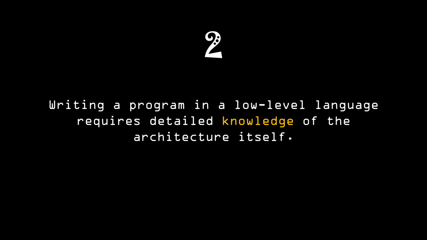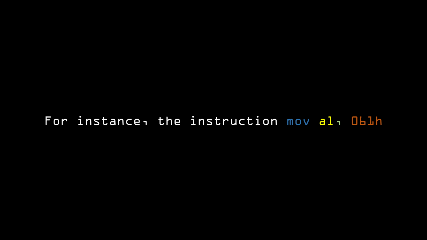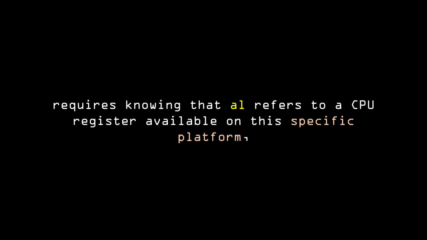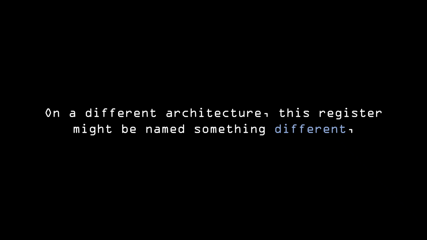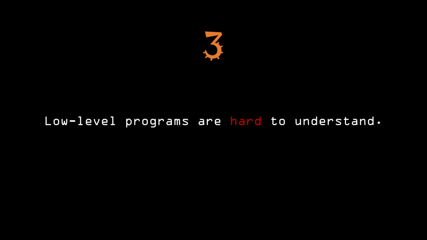Second, writing a program in a low-level language requires detailed knowledge of the architecture itself. For instance, the instruction MOV AL,061H requires knowing that AL refers to a CPU register available on this specific platform and understanding how to work with that register. On a different architecture, this register might be named something different, have different limitations, or not exist at all.